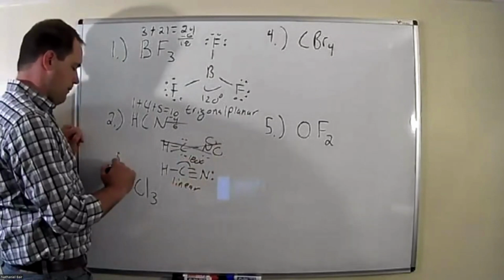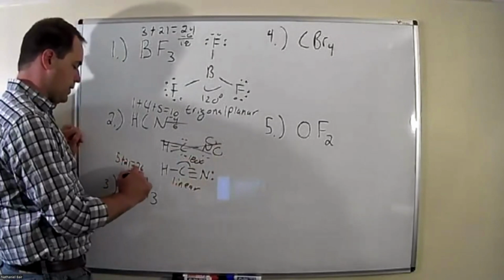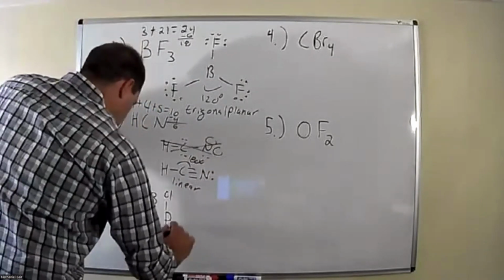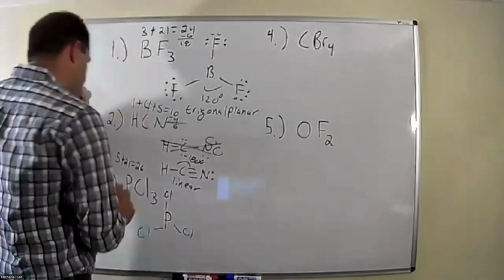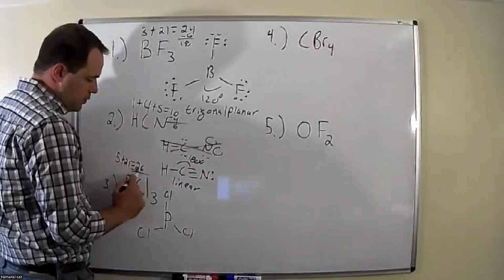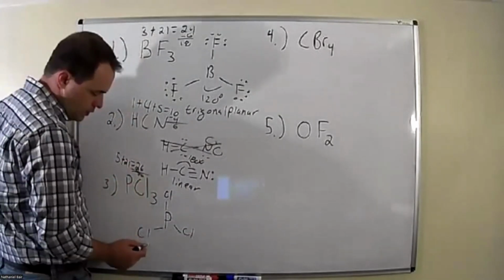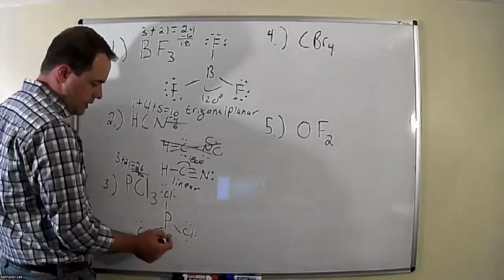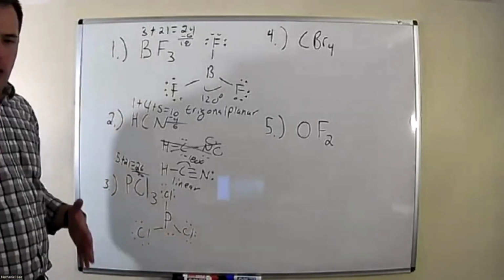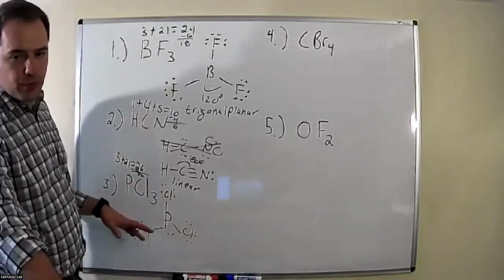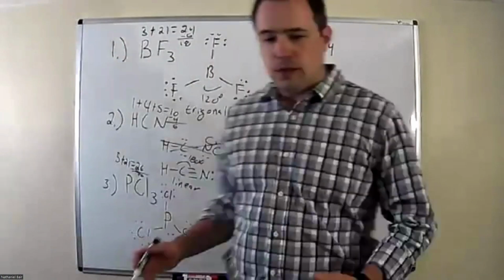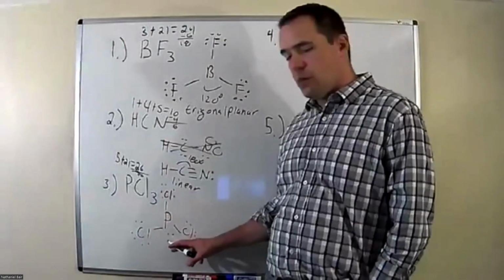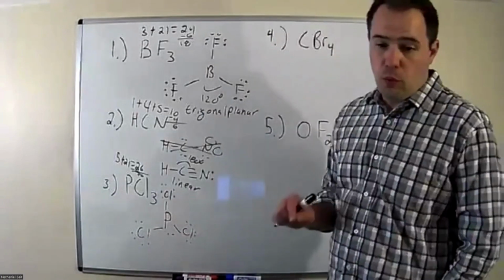Taking a look at this guy, we got 5 plus 21 is 26. We got a phosphorus in the middle, 3 chlorines coming off of it. Used up 6, got 20 left. 2, 4, 6, 8, 10, 12, 14, 16, 18, 20. But now, there's no way we drew this right. So how should this molecule be drawn? Well, it is in domain 4, 3 bonding groups, 1 lone pair.